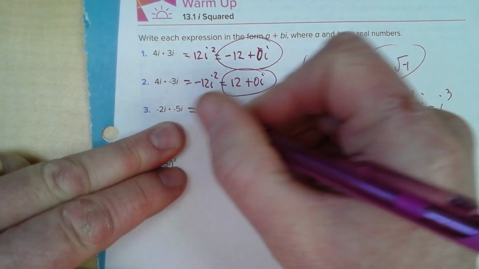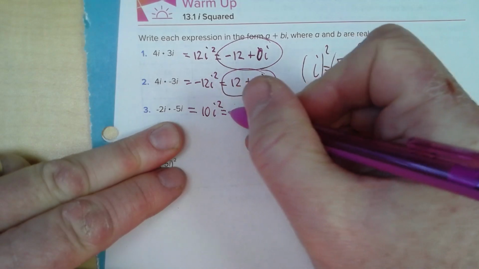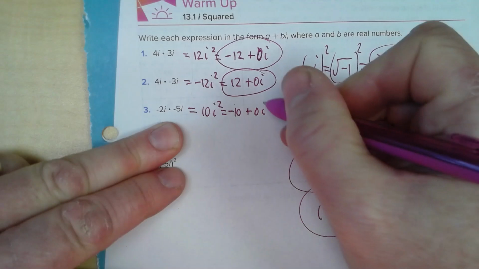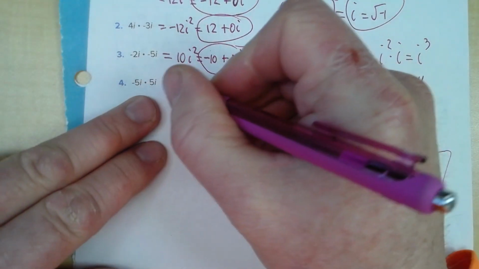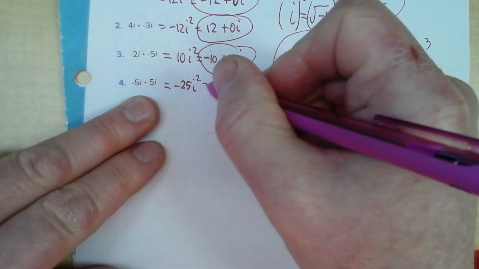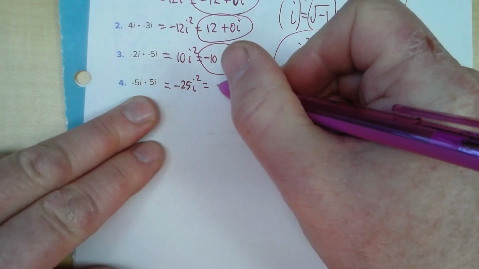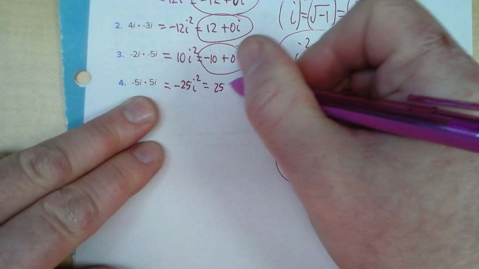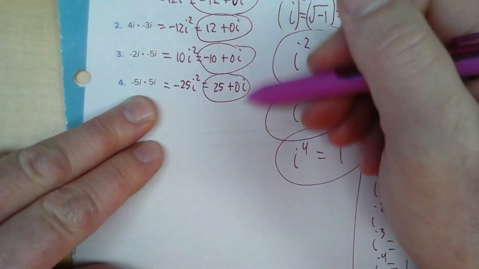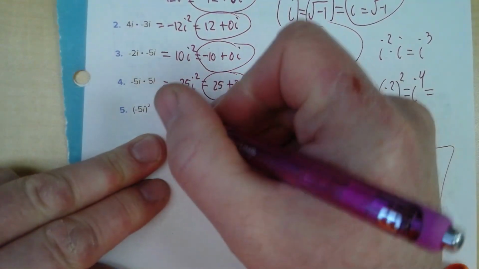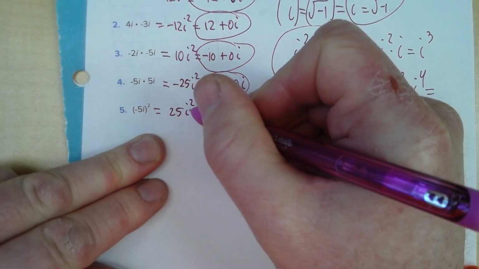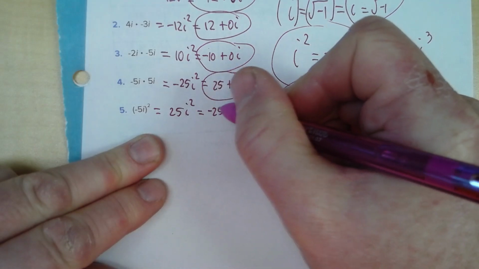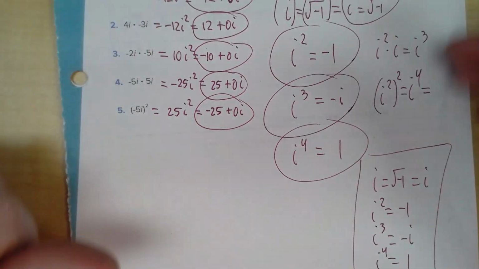So we have this times this is 10i squared, which would be -10 plus 0i. And then we have this times this, which would be -25i squared, which would be a -1 times i would be 25 plus 0i. So they're trying to drive home the point that the imaginary part disappears. And then a negative times a negative is 25i squared, but then the i squared is -1, so the negative comes back, that pesky negative, and there we are. So there are the 5 answers.